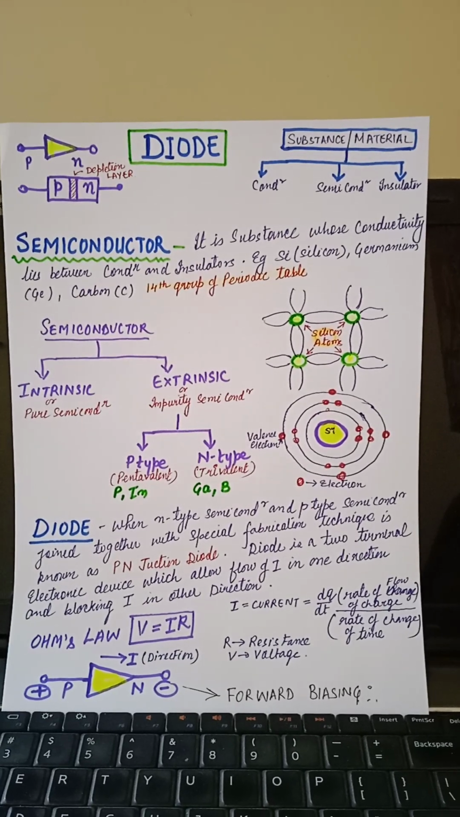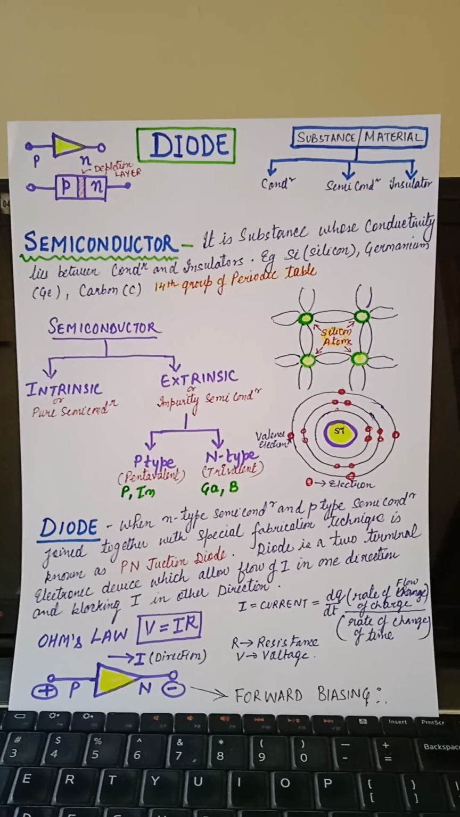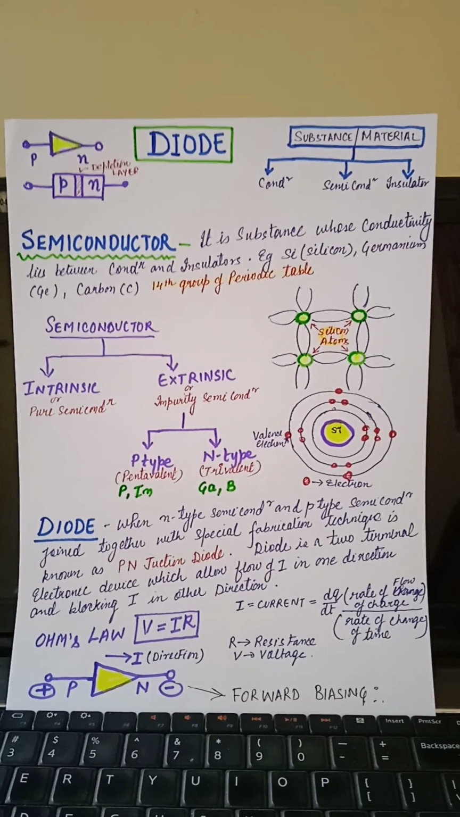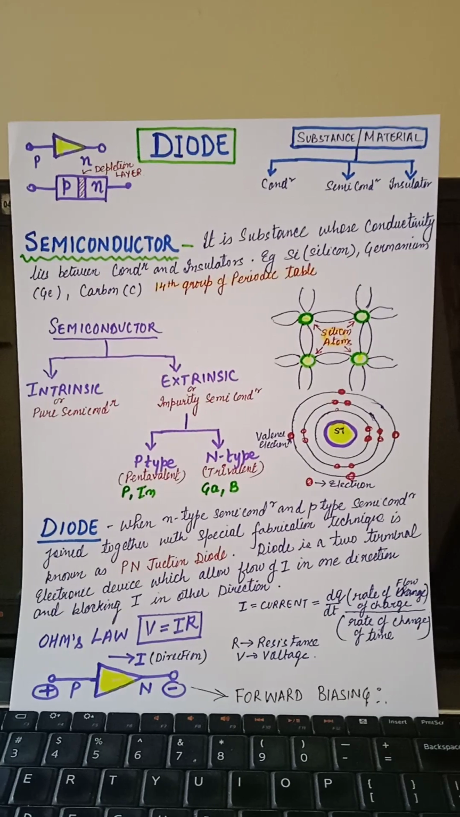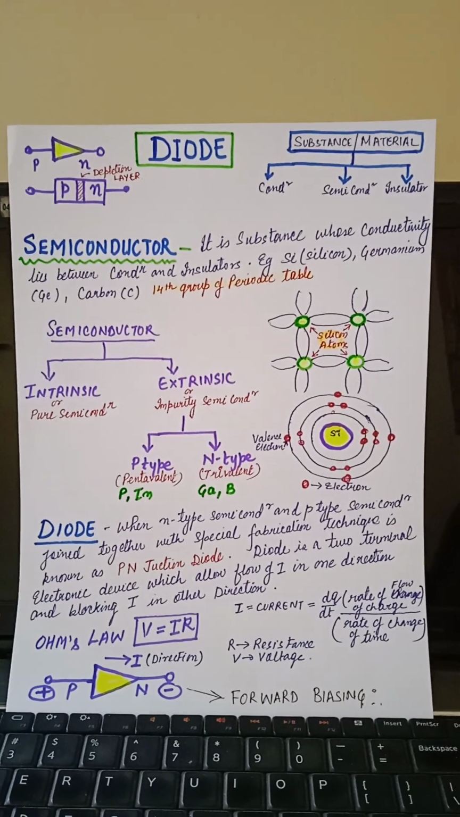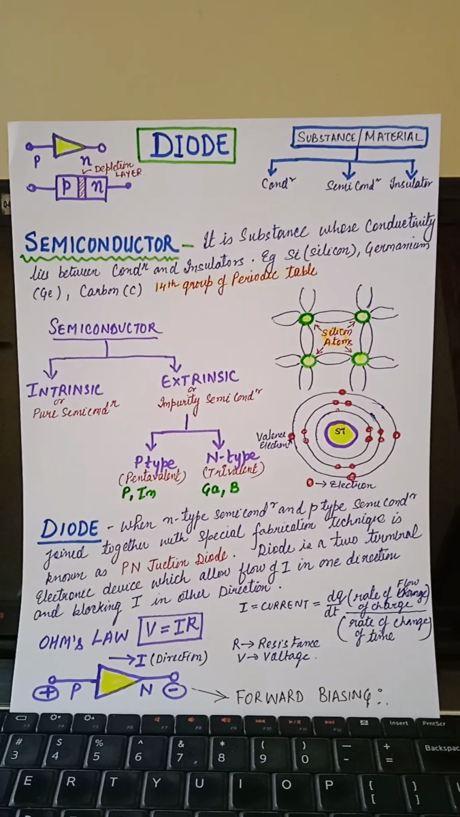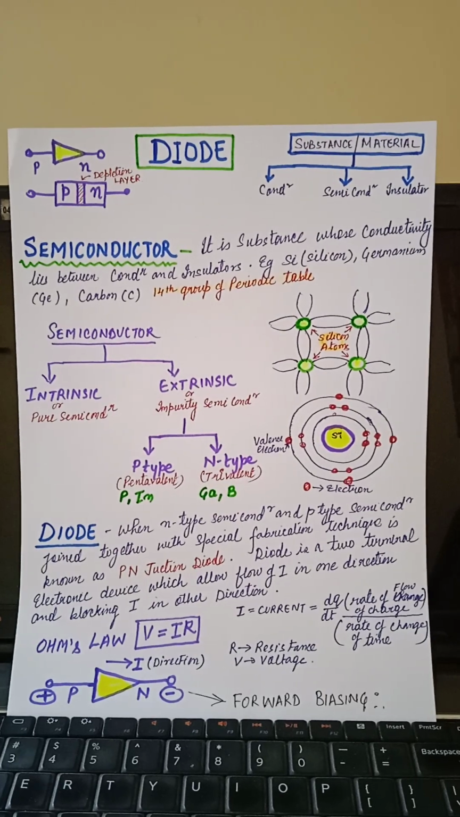In the bottom figure, we can see a p-n junction diode where the P terminal is positively charged and the N terminal is negatively charged by means of an external source, a battery. The flow of current is shown in the direction from P side to N side. This is called forward biasing.